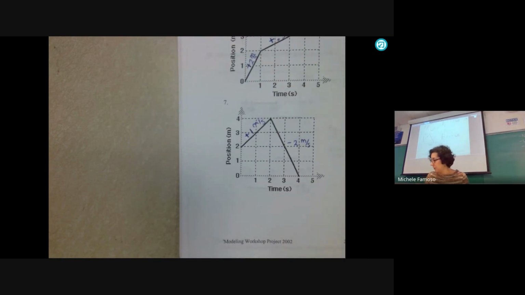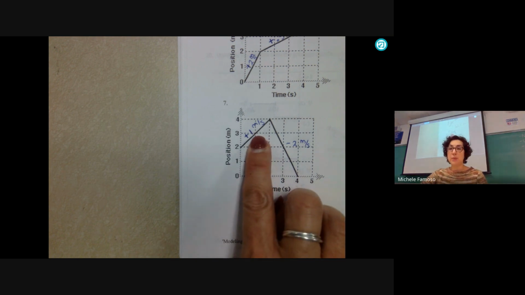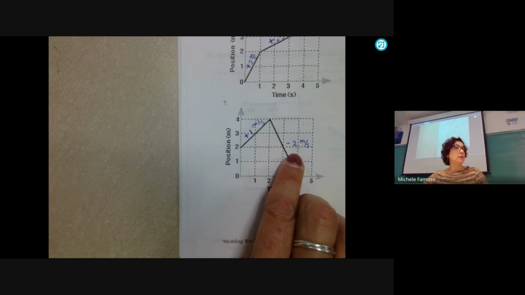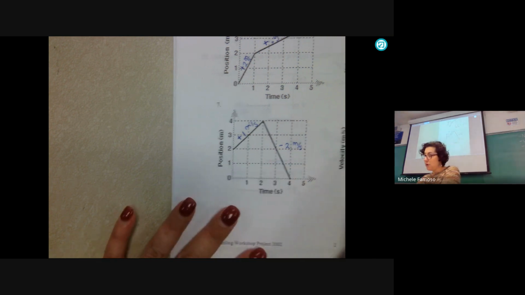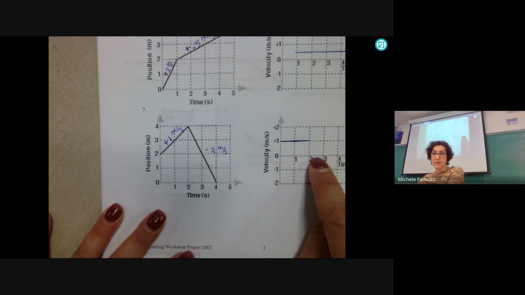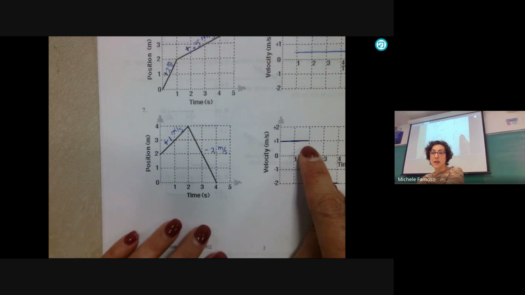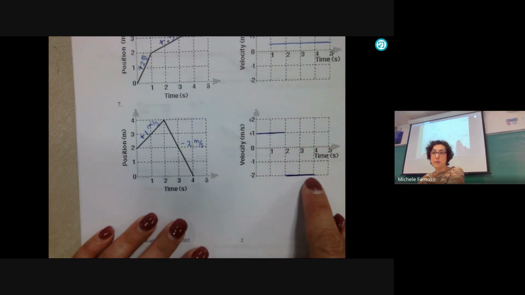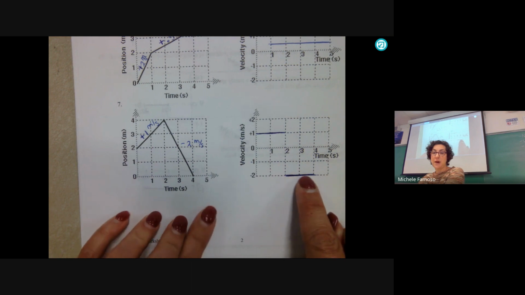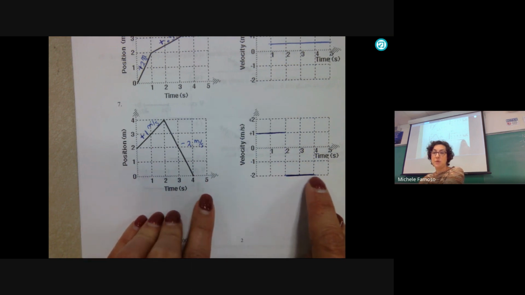You guys ready to check it? Everybody done? All right, let's just look at your position time graph first. Did you label the velocities on it? Positive 1 meter per second and negative 2 meter per second? Yes, did you get those slopes? Okay, so positive 1 from 0 to 2 seconds, horizontal line. And then a horizontal line at negative 2 meters per second from 2 to 4 seconds, not to 5, right? It only went to 4 seconds. We don't know what's going on from 4 to 5.